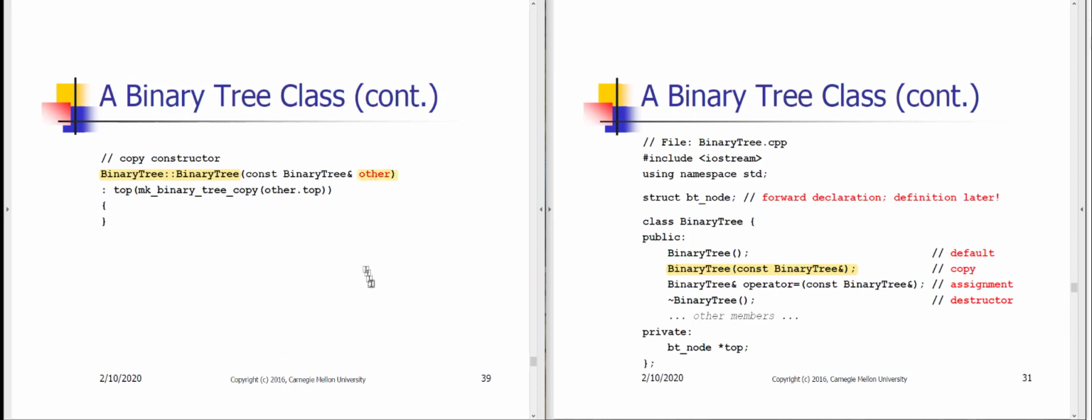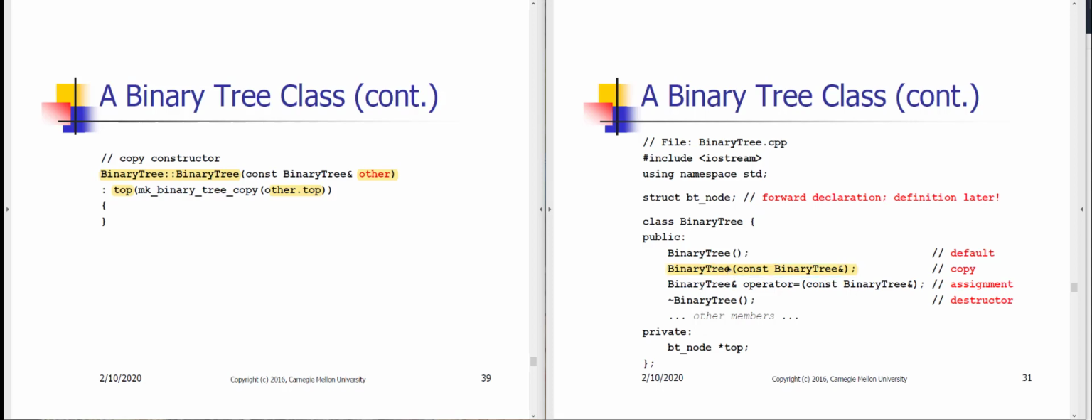We're calling the parameter other, so we're copying a new tree from some other already existing tree. And all that's involved is to call mic binary tree copy on the argument tree's top and use the return value of that, which is a pointer to the topmost node, as the initial value for the new tree's top. The body of code is required, but has nothing remaining to do. Okay, so that takes care of the copy constructor.